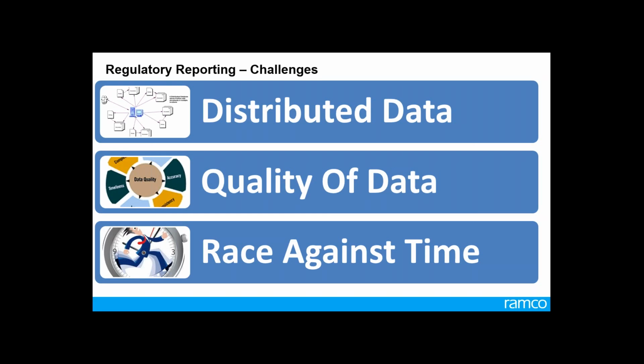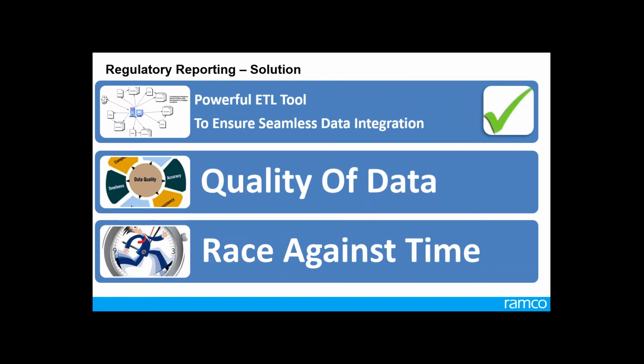So what exactly does Ramco have to offer so that all of these things are taken care of by a single solution and it's not distributed across multiple things? For the distributed data problem, what we need is a powerful ETL tool which will ensure that seamless data integration is provided from across source systems regardless of how the source systems look. It could be Excel files in certain cases, it could be text data, it could be Access databases for some of the units, or it could be streamlined CBS data. So it could come in various different formats, and what we need is a powerful ETL tool that ensures seamless data integration from all of these different corners.